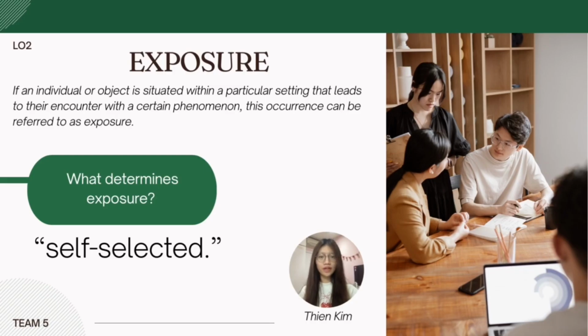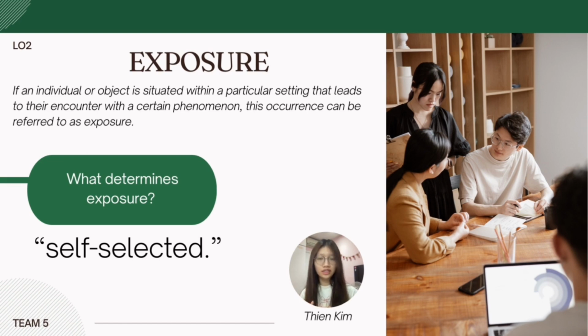What is exposure? If an individual or object is situated within a particular setting that leads to their encounter with a certain phenomenon, this occurrence can be referred to as exposure. For example, when you go to school and the teacher teaches you a lot of knowledge, but sometimes you recognize that you're not focusing on those lectures, exposure has taken place in this situation. However, the impact of the lectures is likely to be negligible due to your lack of focus, and the person can only come into contact with a tiny portion of the stimuli that are accessible.